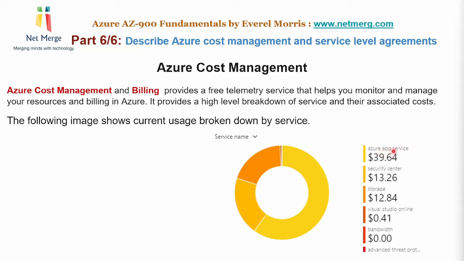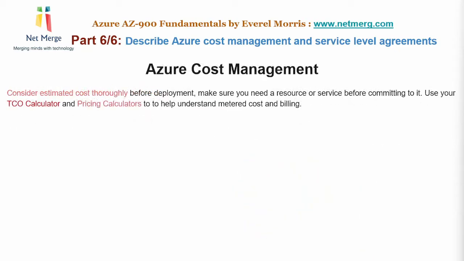So we're looking right here at your Azure App Services. You're looking at the cost, $39.64. Then you have your Security Center, your storage, your Visual Studio Online, your bandwidth, and all your costs are structured in a really high-level breakdown format for you. So that is your Azure Cost Management telemetry service that you're able to visualize.